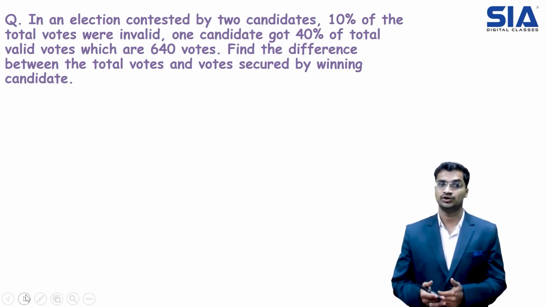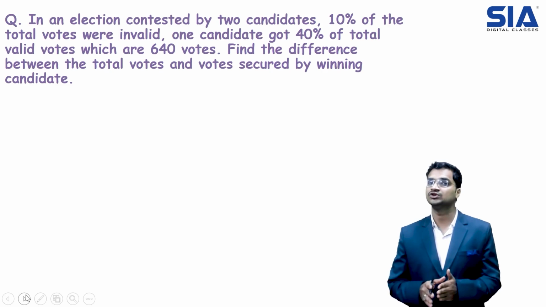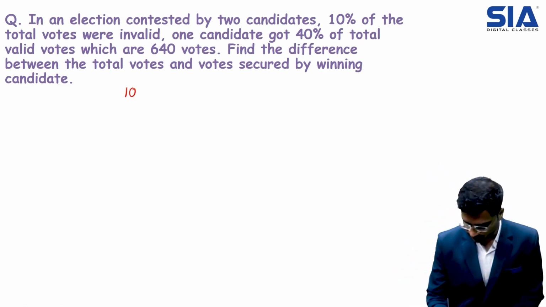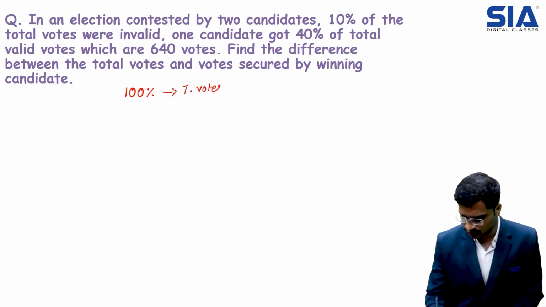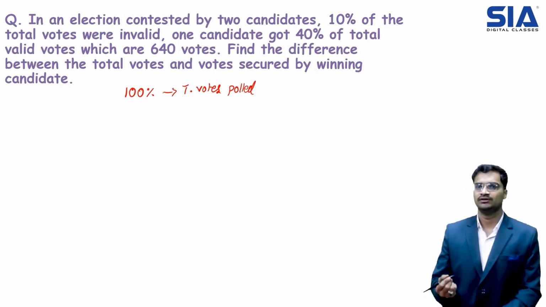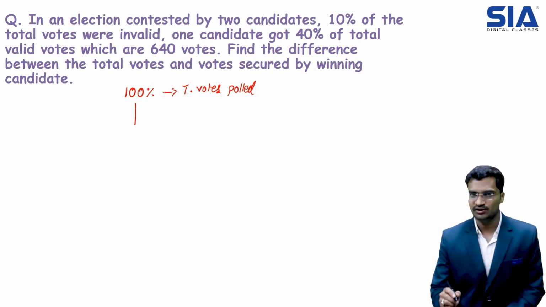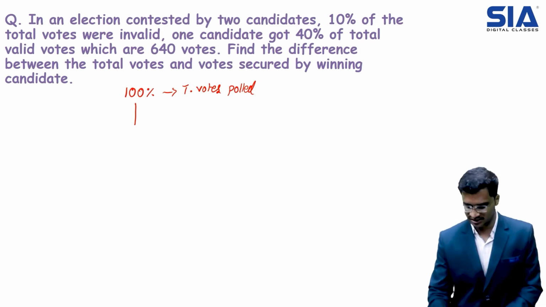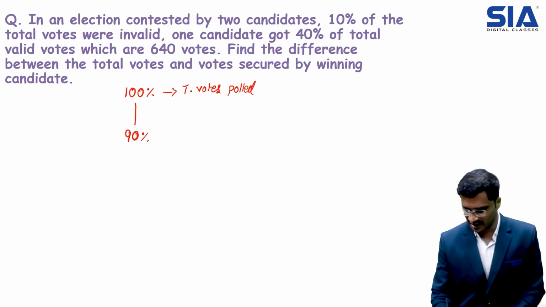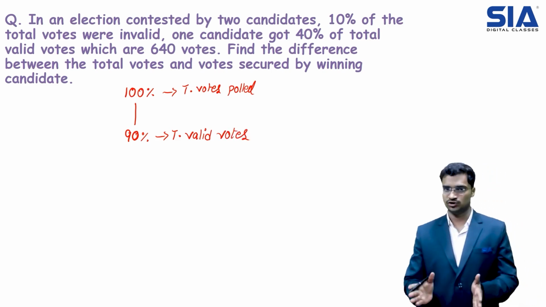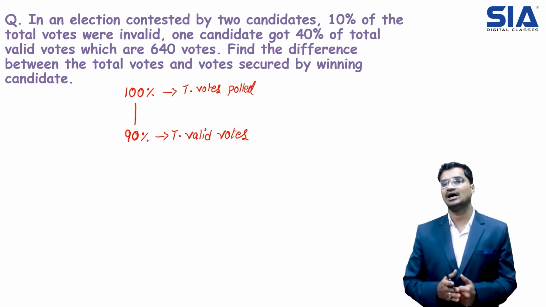Now coming to the next question, which says in an election contested by two candidates, 10% of total votes were invalid. So let us assume 100% of total votes polled. In this total votes, there were 10% invalid votes. So 100 minus 10 is what? 90. So I can say that this 90% is total valid votes. 100% is total votes, but only 90% are valid votes.